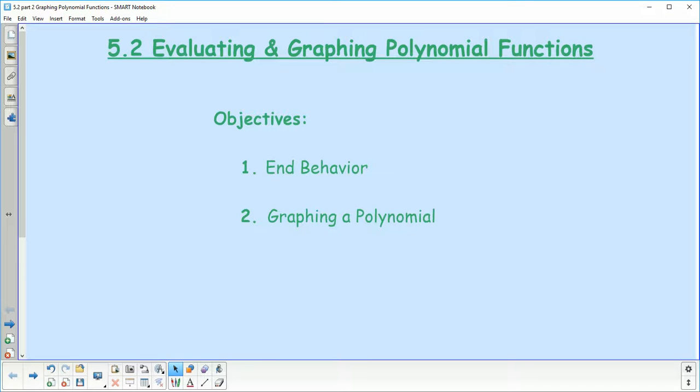Okay, Common Core Algebra 2, now we're going to look at 5.2, and this is going to be part 2. So in part 1 we evaluated, and now we're going to look at graphing a polynomial function. So to do that, the first thing we're going to look at is what is called end behavior.